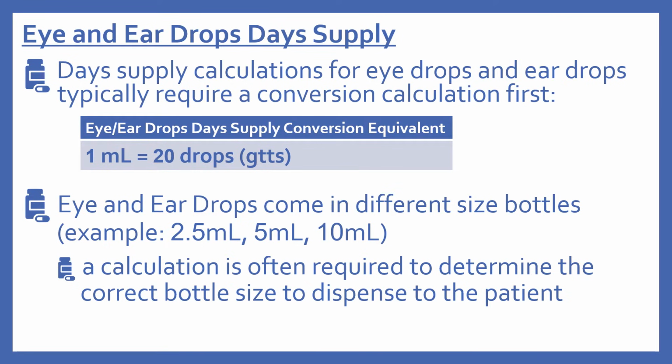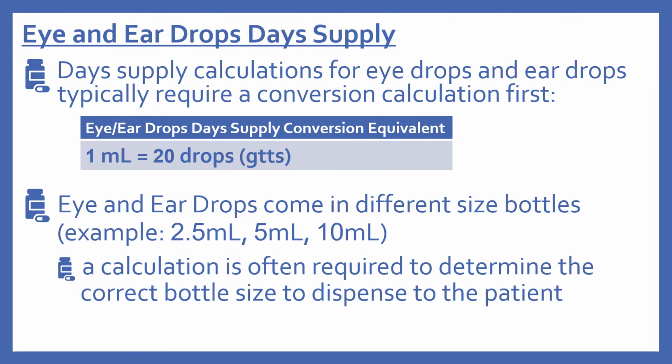Okay, now we'll look at the eye and eardrops day supply. Day supply calculations for eye and ear drops typically require a conversion calculation first. And it's just that 1 ml or milliliter equals 20 drops. Remember, drops can be abbreviated GTTS.